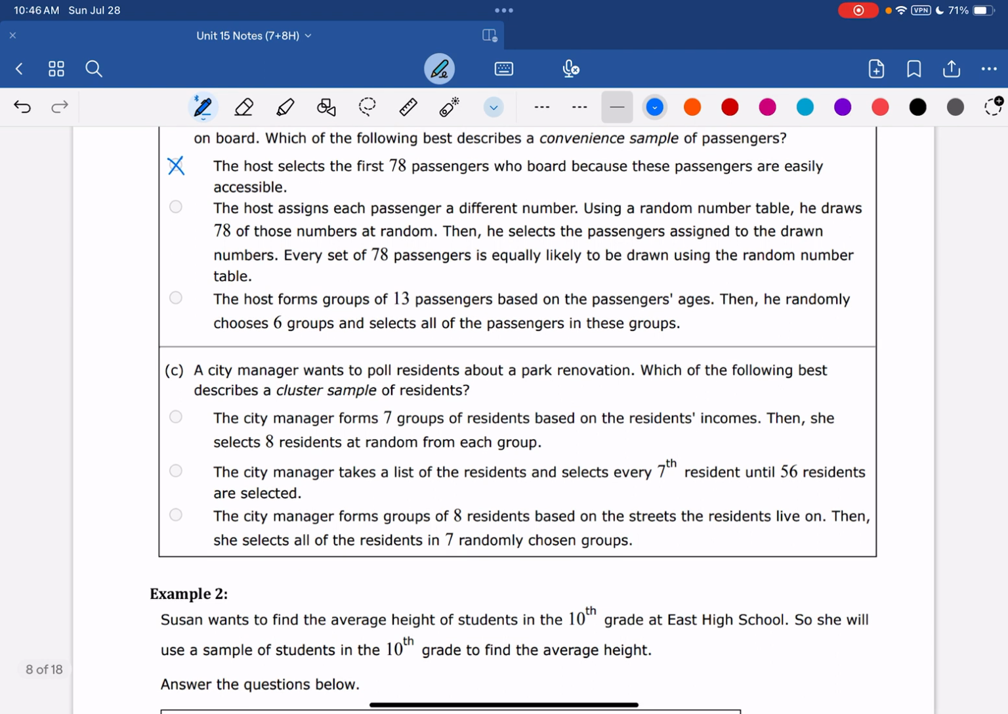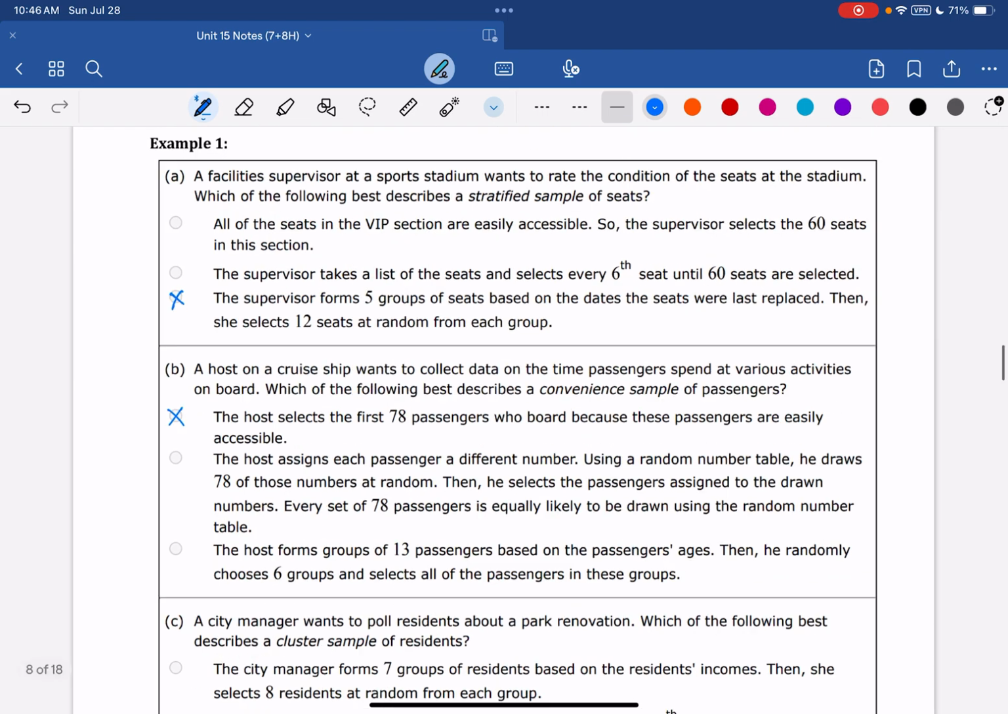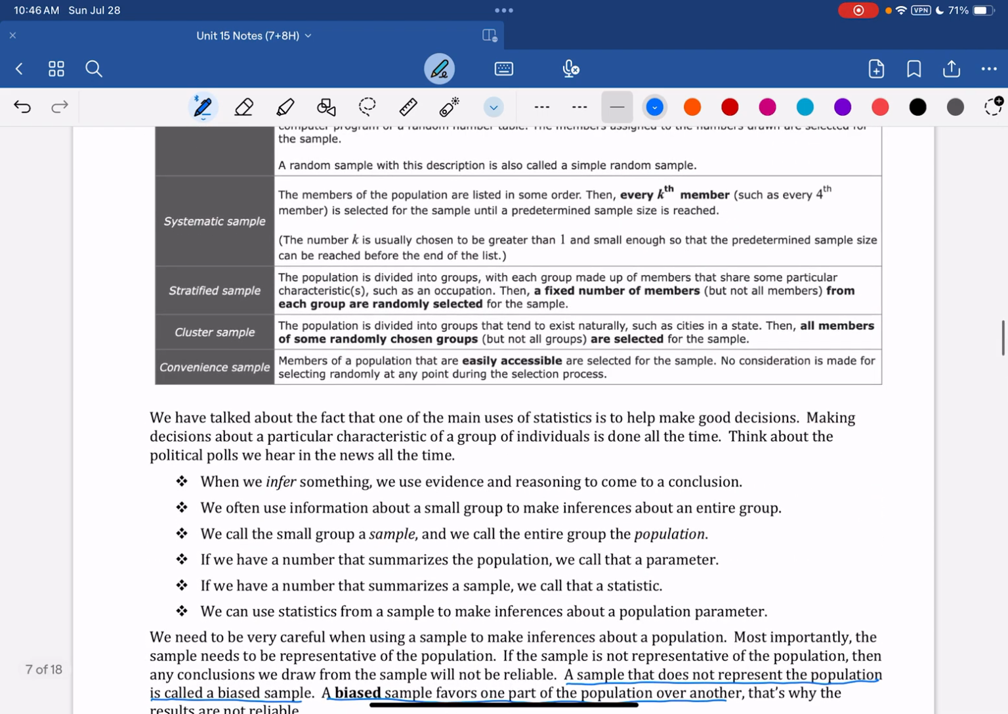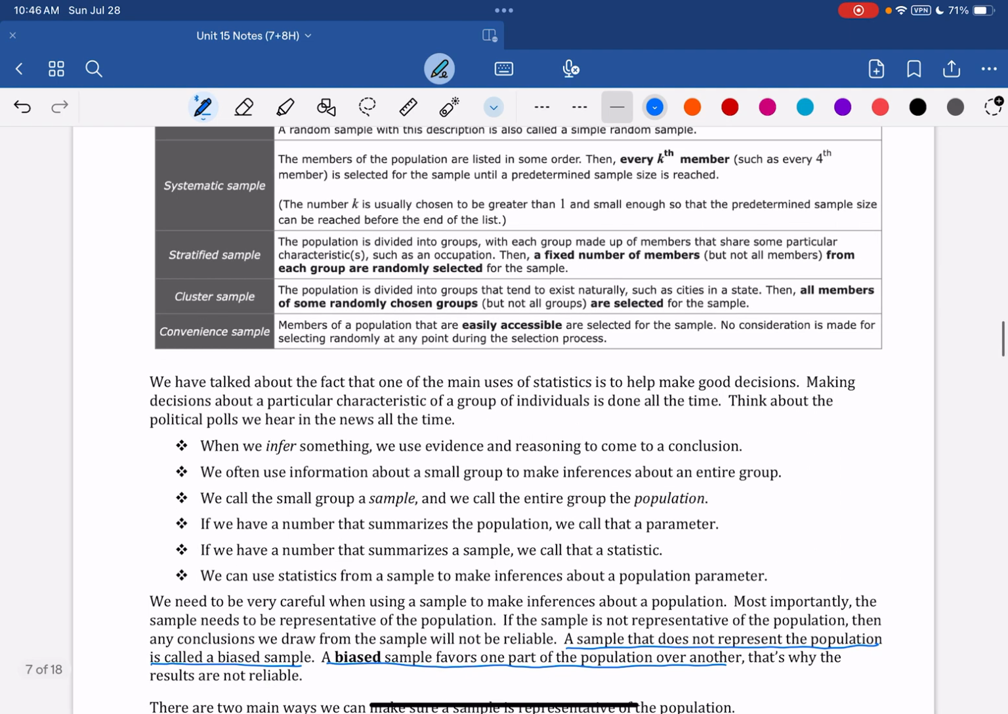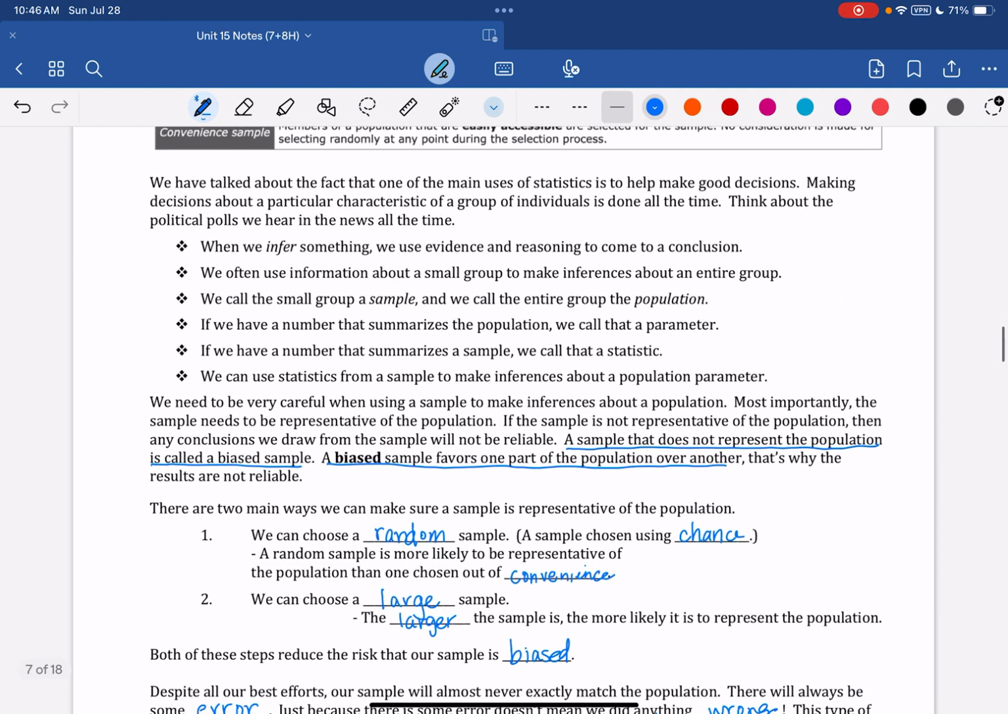All right, a manager wants to poll residents about a park renovation. Which of the following best describes a cluster sample? Okay, so cluster sample is where the population is divided into groups that tend to naturally exist, and then all members of some random group are chosen. Okay.